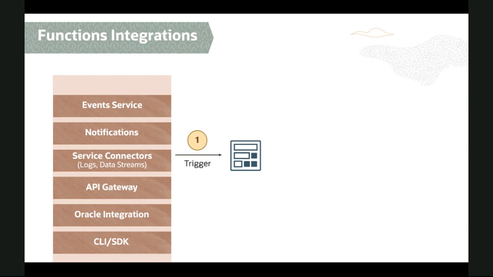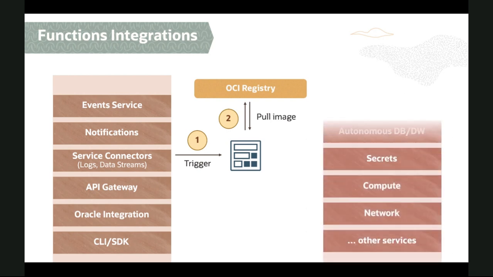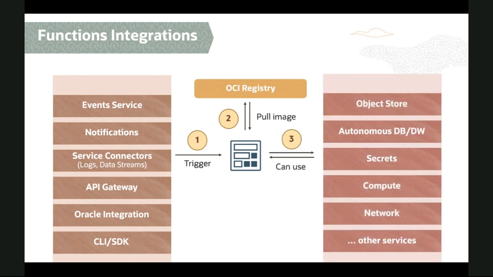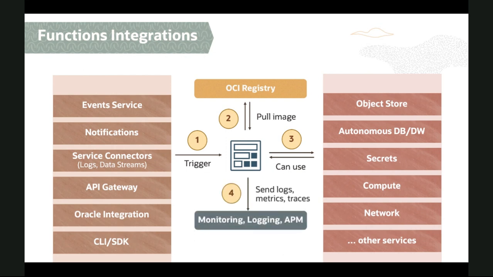Let's move to functions integrations. There are a number of services in OCI that can trigger functions automatically for you, like the event service, the API gateway, and so on. You can also use the CLI and the SDK to trigger your functions. When your function is triggered, we pull the Docker image from the OCI registry and start the function container. In your function code, you can use any of the downstream services like object storage, autonomous, compute, the secret service, networking, and many other services. Any logs, metrics, and traces that are generated are sent to OCI logging, monitoring, and APM services respectively.